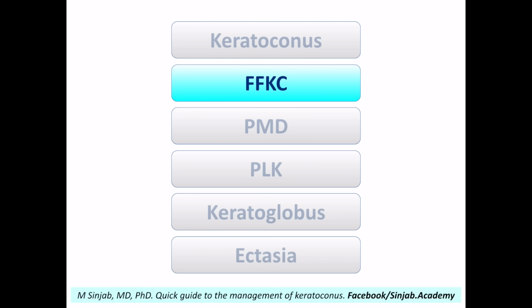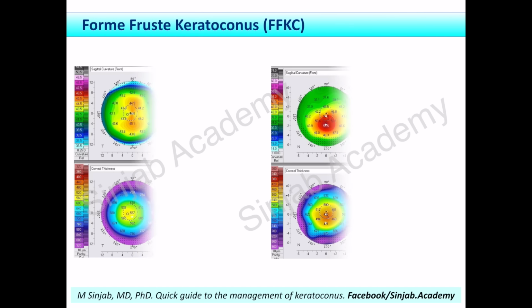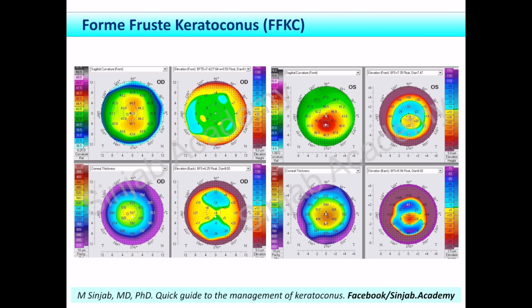Starting with Fruste keratoconus. There are two definitions of Fruste keratoconus. The first definition is we have a very normal cornea. There are no abnormalities and no risk factors on the topography and tomography in one eye, but the other eye has a frank keratoconus. In this case, the normal eye, as in this example, the right eye, is considered as Fruste keratoconus, which means that it is prone to have ectasia if we do any keratorefractive surgery on the cornea.